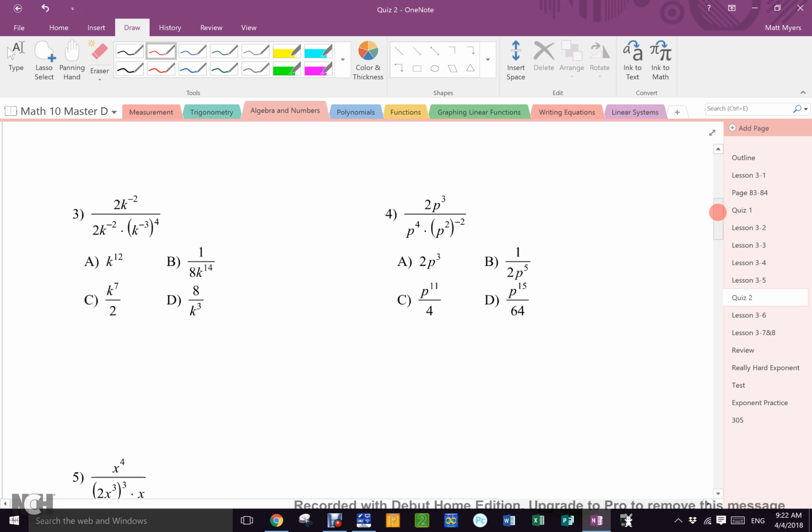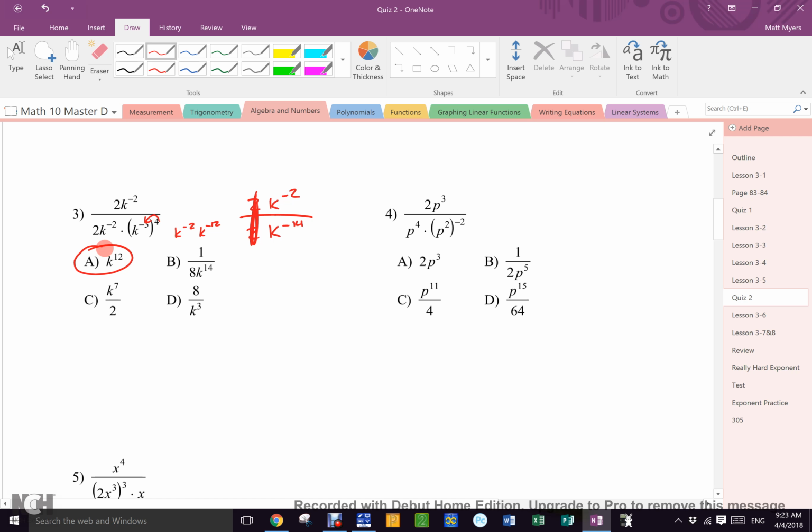Who's doing 3? He waited patiently. A is correct. Well done. This is why. Tidy up the bottom first. K to the negative 2 over that is k to the negative 12. So negative 2 and k to the negative 12, which means I got 2k to the negative 14. The 2's cancel. Negative 2 minus 14 is negative 2 plus 14, which is k to the positive 12. And since it's positive, it comes up to the numerator.